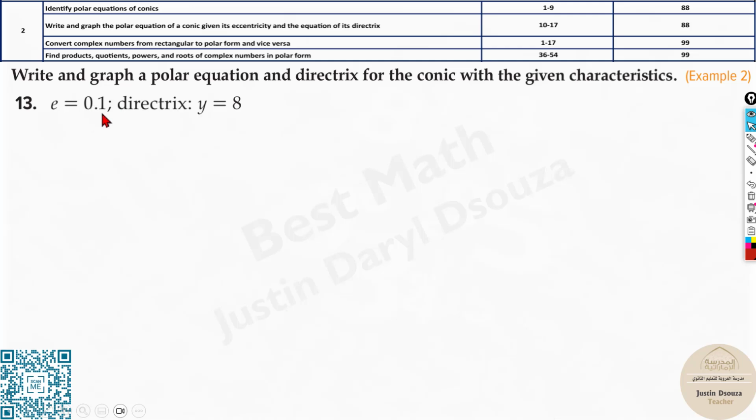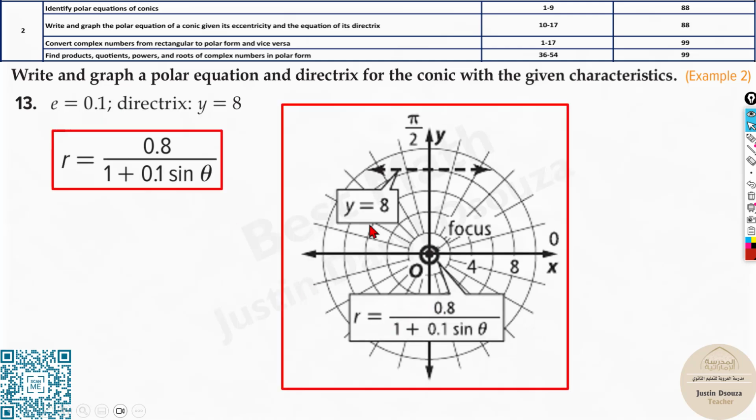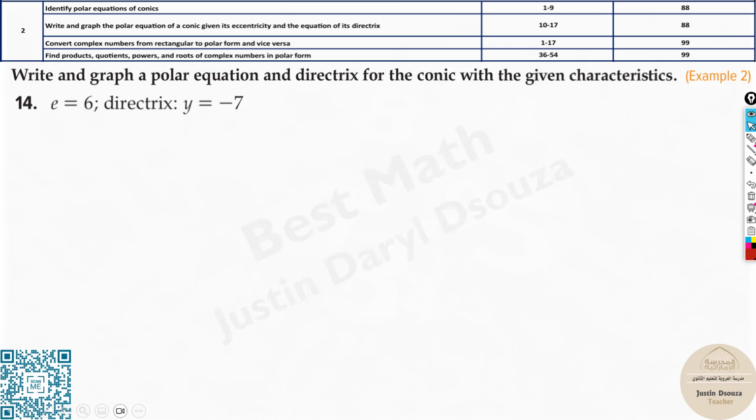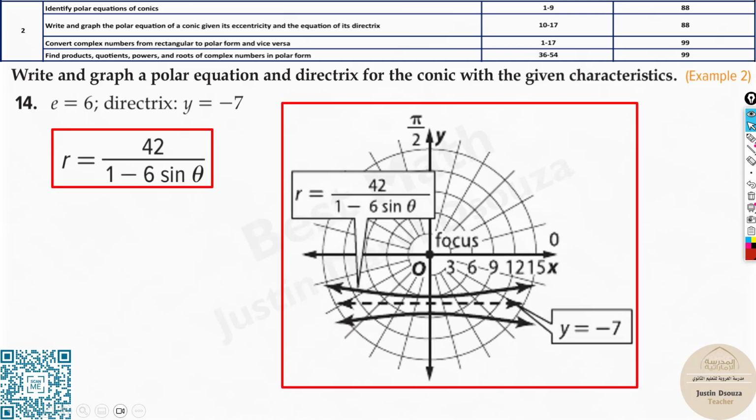Over here, this is ellipse, because it's less than 1. 0.1 is less than 1. So it's an ellipse here. You can graph it like this. It's a very small one. You can see the values. If you graph it, you're going to get this one. And the directrix is given, so it's very easy. Please do solve these problems by yourselves and then check the answers.